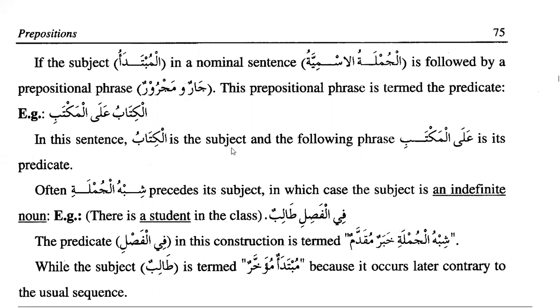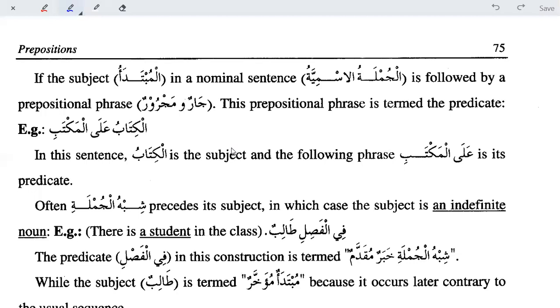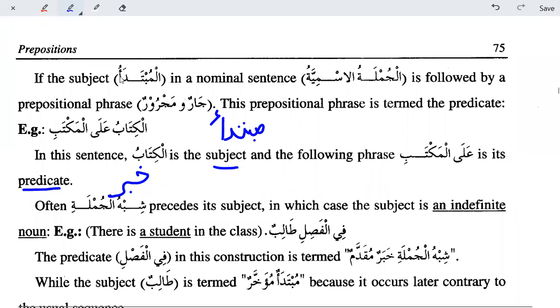What is subject called in Arabic? A subject is fa'il or mubtada. Mubtada, yes. And what is predicate called in Arabic? Anyone? Khabar. So subject is called mubtada and predicate is called khabar. So here he is telling you that when the sentence has mubtada, then the shibul jumla will be called khabar. Okay. Next.